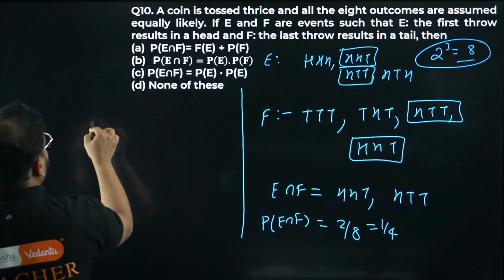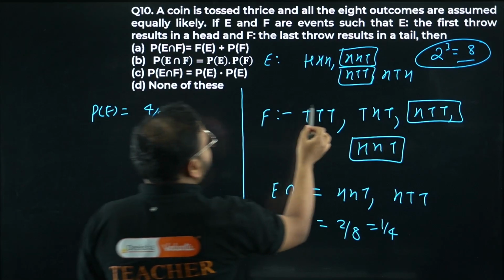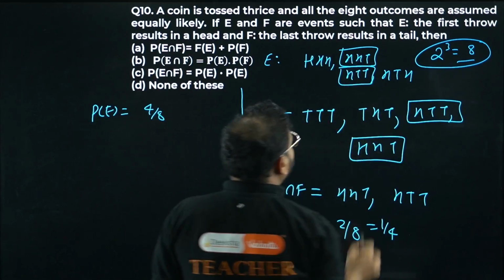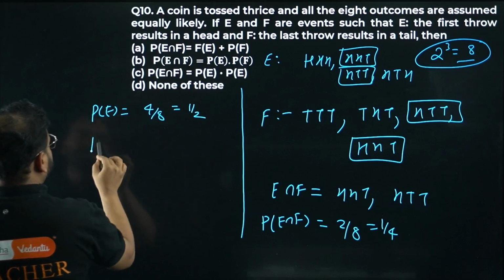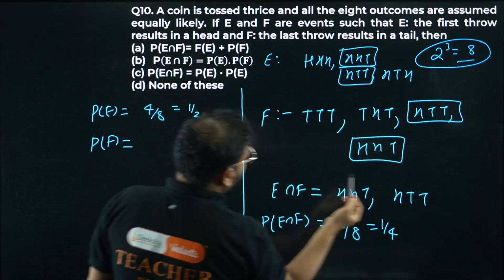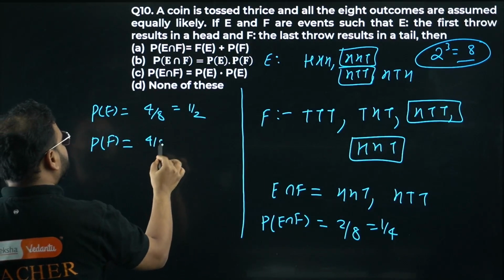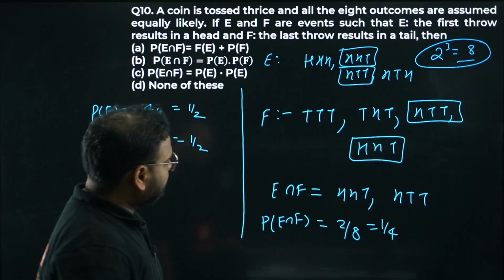Okay, so let's look for P now. P of E will be, sir, 4 out of 8. Please check here. E is what? 1, 2, 3, 4. So 4 out of 8. How much is that? 1 by 2. P of F, sir, again same thing. 1, 2, 3, 4. So again 4 out of 8, so 1 by 2. P of E intersection F is 1 by 4.